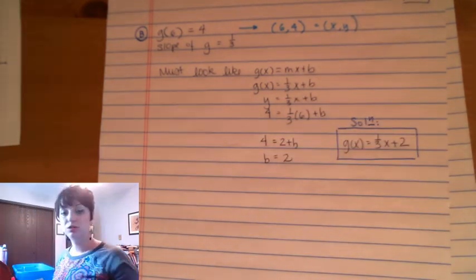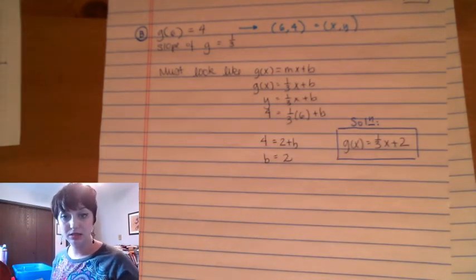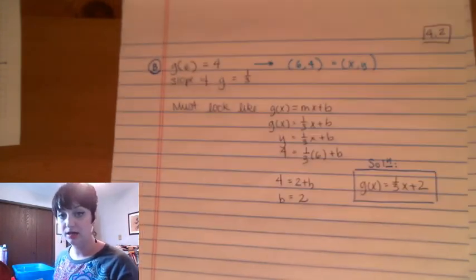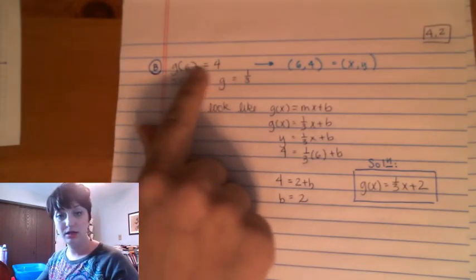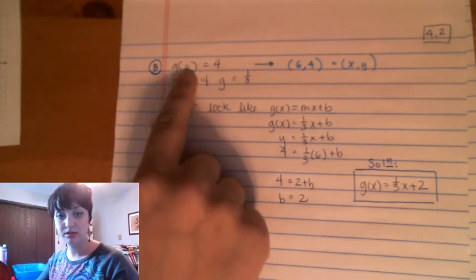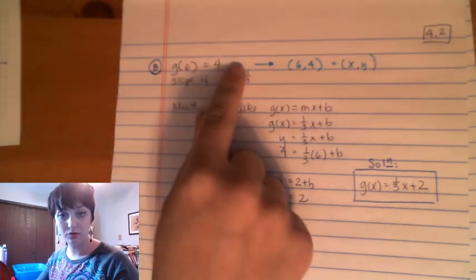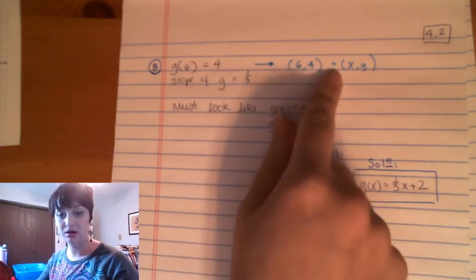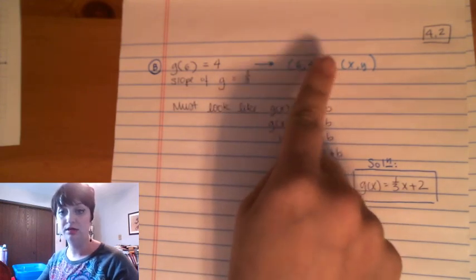All right, so this problem type, the big thing is knowing about slope and then being able to understand that this syntax, this g parenthesis 6 equals 4, means that an xy pair on the graph is 6, 4.